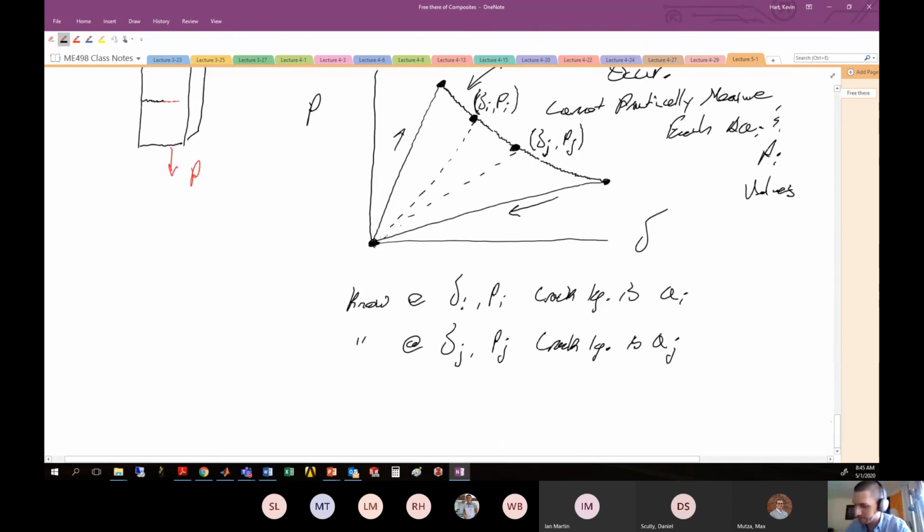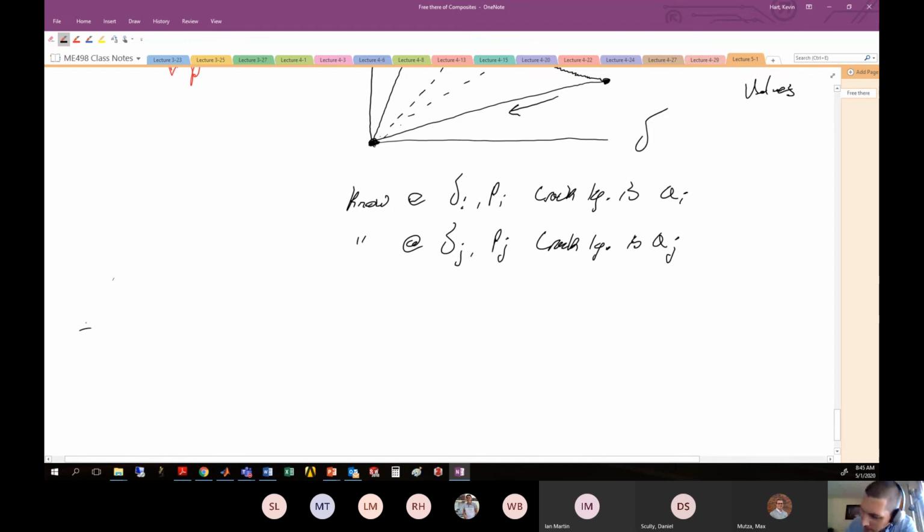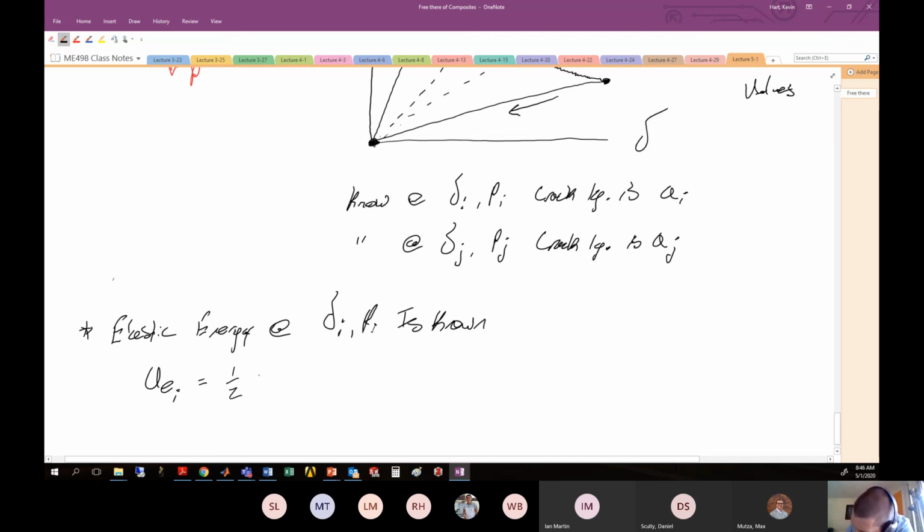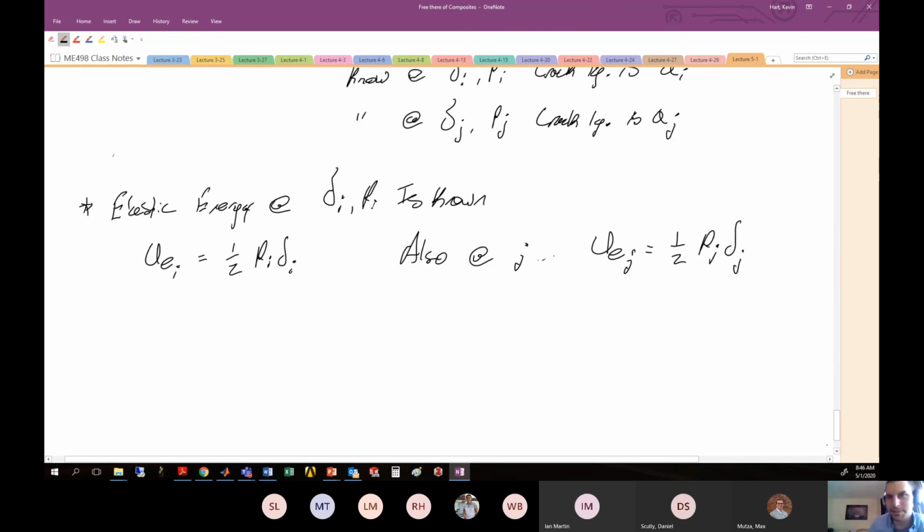So let's make that perfectly clear here. The energy at delta I, PI is known, and that is the elastic energy at location I is 1/2 PI delta I. Also, at J, the elastic energy at J is 1/2 PJ delta J. So the energy lost to fracture between those two events must be the difference between the two.